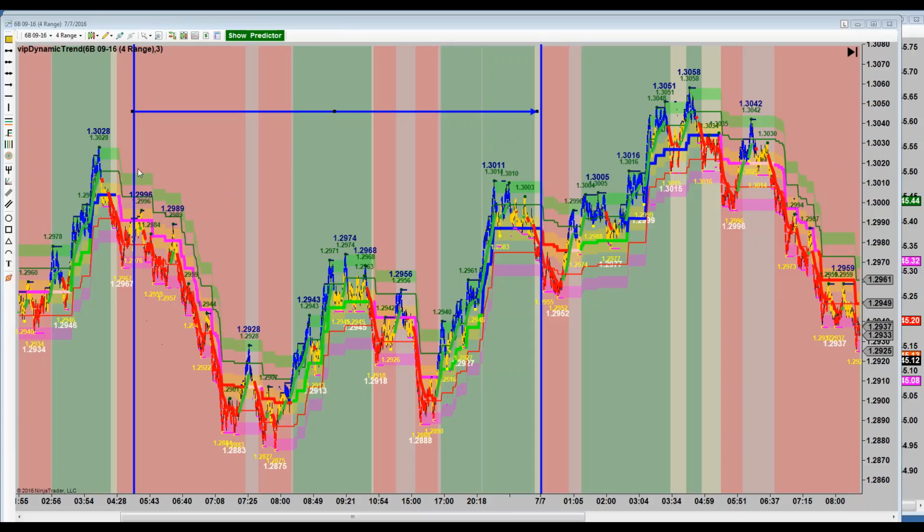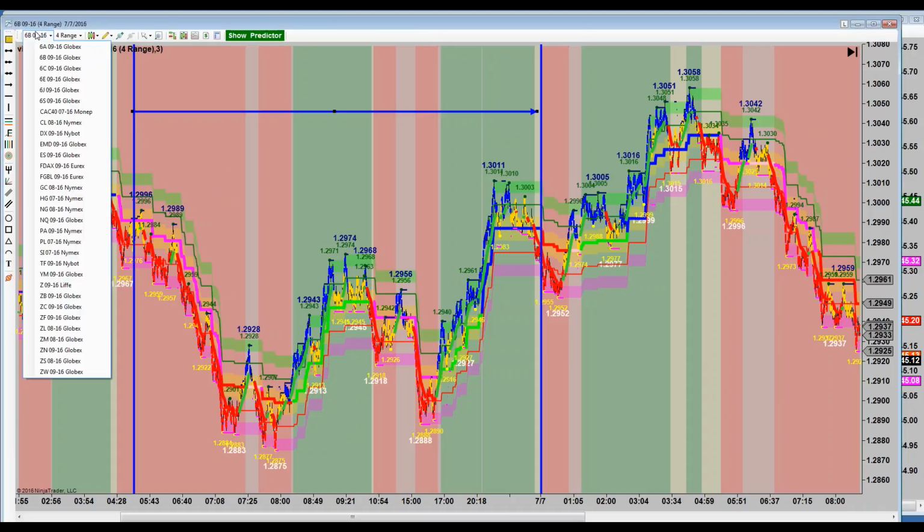Okay, so 5 o'clock Pacific time. Here again, if you're in the Midwest, that's 7 to midnight Pacific, which would be 2 in the morning Central, is the Asian session. So you can look at all the currencies in here. This is the Aussie, 6A, and 6J, the Japanese yen.